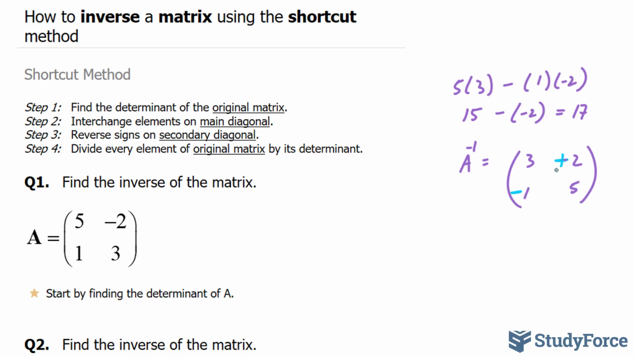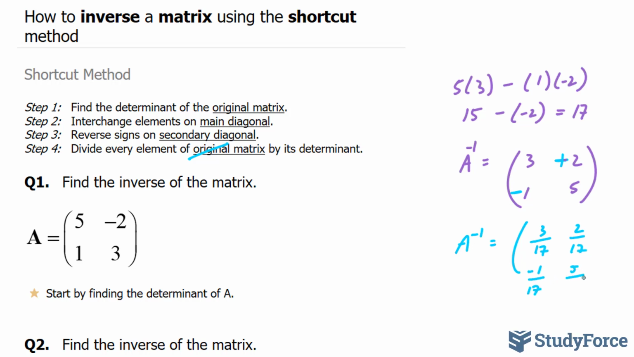Lastly, divide every element of the matrix by its determinant. What this tells us is that we'll take this 2 by 2 matrix and multiply it by 1 over 17. So every element here will be multiplied by 1 over 17, and that's technically how you divide every element by the determinant. So we write down A inverse is equal to 3 over 17, 2 over 17, -1 over 17, and 5 over 17.